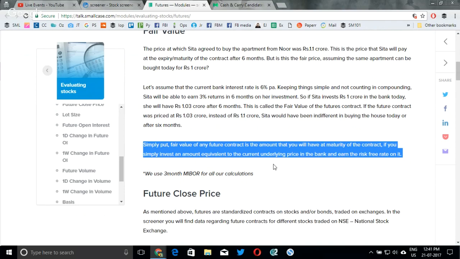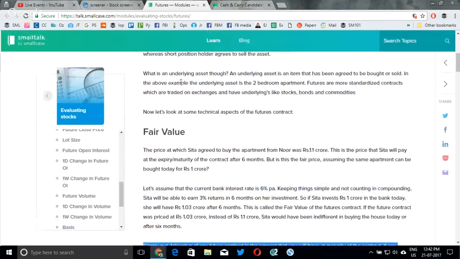For example, if you have a future contract on, let's say, Maruti, and the current stock price of Maruti is 100 rupees, so if you invest this current stock price of 100 rupees and hold it till the maturity in any of the banks, the price that you'll have at the maturity becomes the fair value of the future contract right now. So this is how the fair value of the future contract is calculated. You can read the full example in more detail for better understanding. For all of our calculations on Screener, we have taken the 3-month MIBOR, which is the Mumbai Interbank Offer Rate for the 3-month contracts, as the risk-free rate.